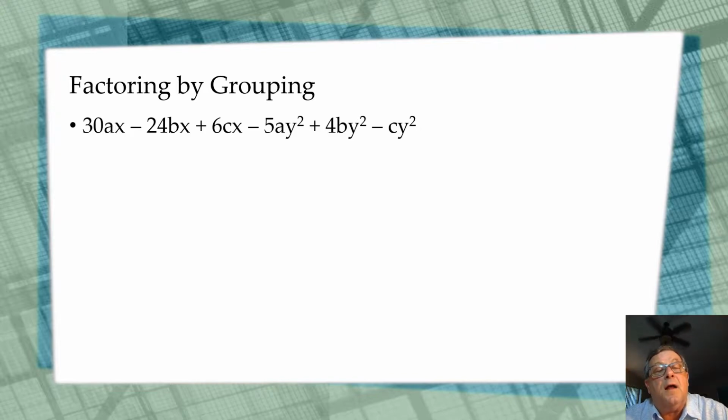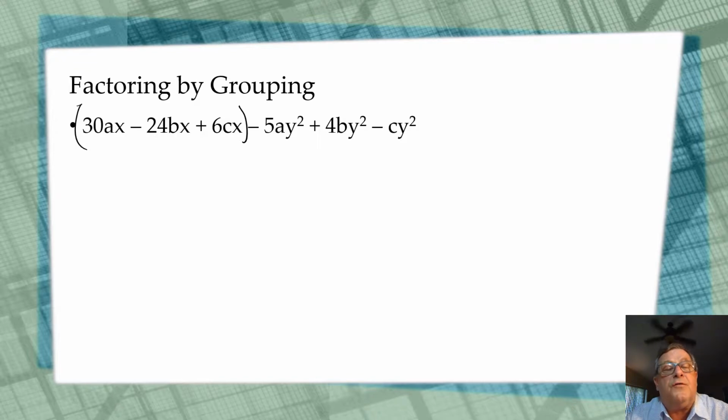Let's see, I got x, x, x in these first 3 terms. So maybe I'll set this up as one group. And then we've got y squared, y squared, y squared in these next 3. So we might try to set this up as a second group. All right, let's focus on this first group right here. 30ax, well, and then minus 24bx plus 6cx.